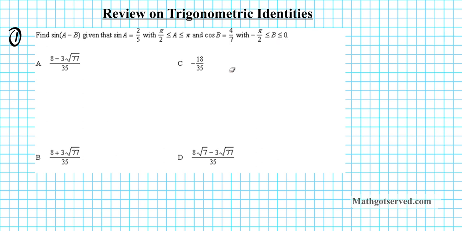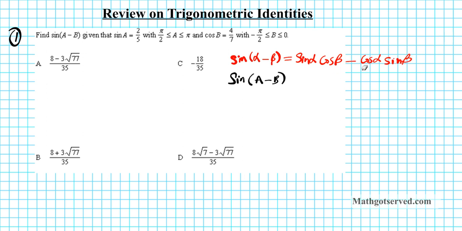Okay, so we need to start off by writing down the identity that can help us determine what we're working with here. So we have to find sine A minus B. So what trig identity are we going to use here? Well, we have the sine in two angles, alpha and beta, separated by minus. So we're going to be using the difference identity for sine. So the difference identity for sine is sine alpha cosine beta minus cosine alpha sine beta. Okay? So this is the difference identity for sine.